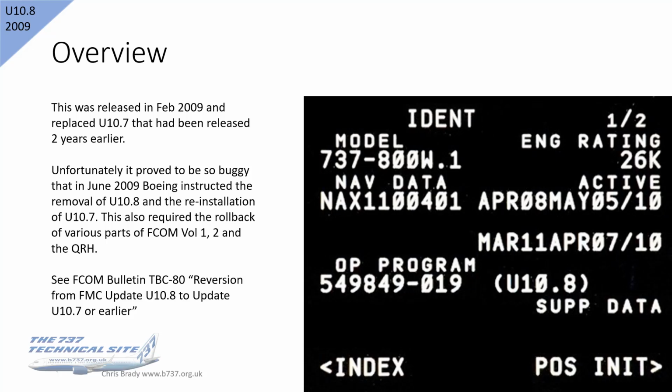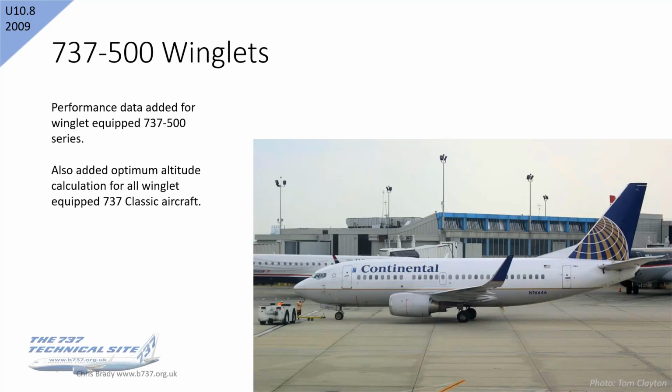So this is quite a rare photo of the NIDIM page of 10.8. We only got a fleeting glimpse at this in its short career. What 10.8 brought in, apart from the bugs, was performance data for Winglet 737-500s, and also optimum altitude calculations for all Winglet classics.